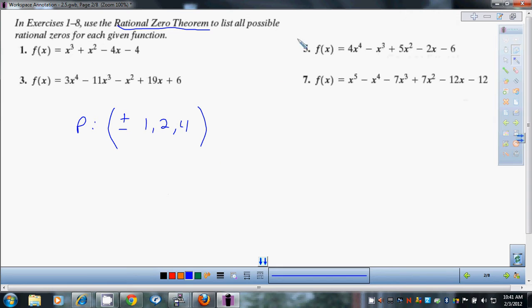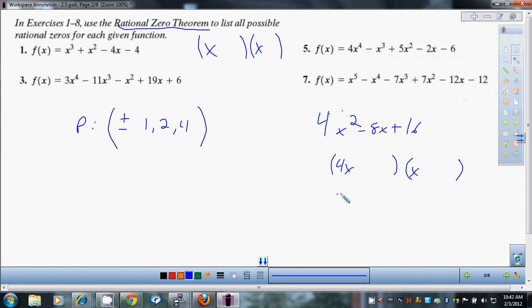Well, let me ask you this. Let's take something like this. 4x squared minus 8x plus 16. When you had to factor something like this, you know how when we had a normal quadratic, they all started with x and x, right? But when you have a different number up here, what are the possibilities that you could have had in these first steps? 4x and x, what else? 2x, 2x, and then just slight variations of that too, right? Negative 4x, negative x, and so on.